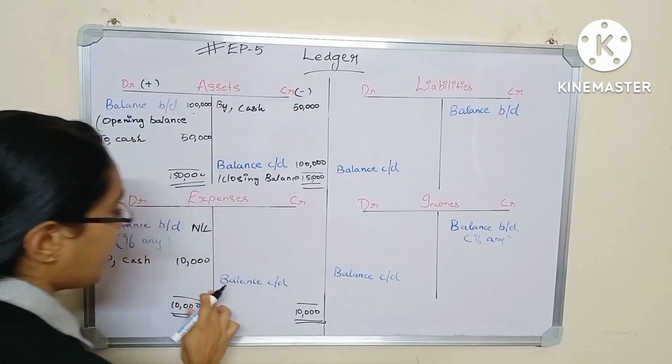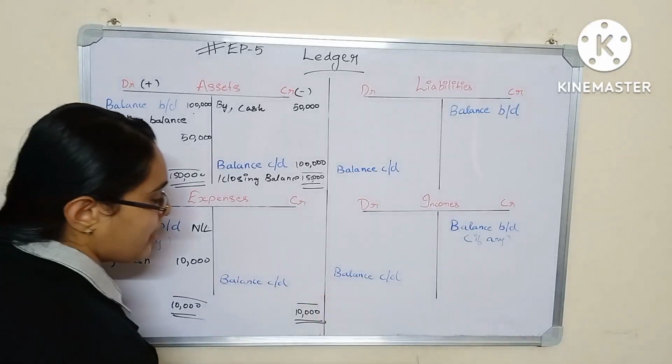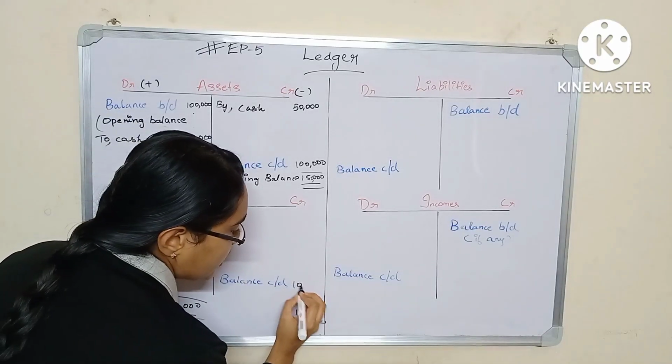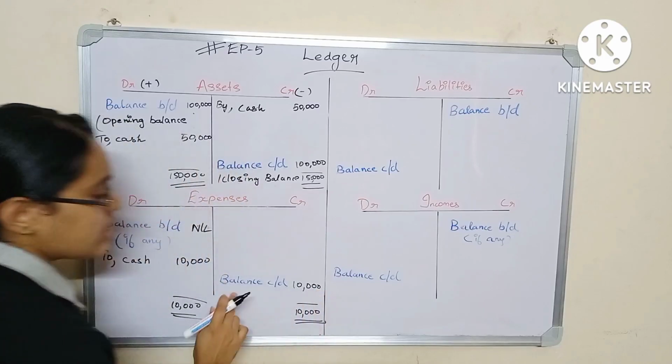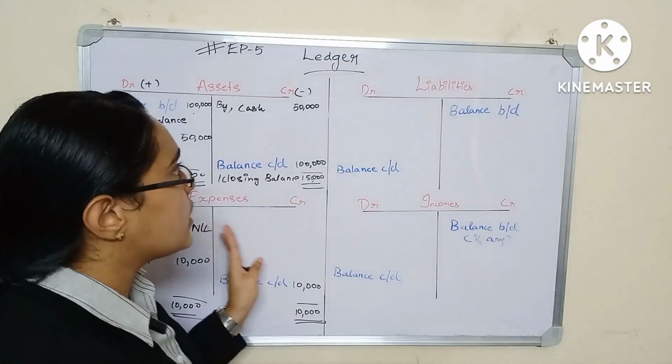And you can write it there. And what will be the closing balance? Here 10,000, and here you don't have any balance, so you can write 10,000. Okay, 10,000 will be the closing balance. Okay. Now that is that.